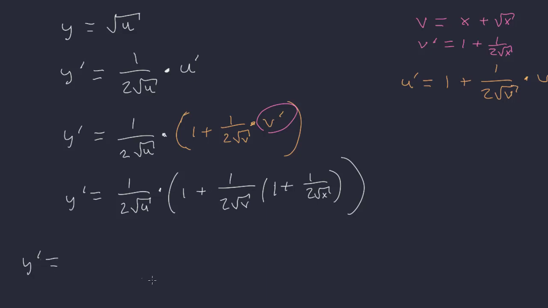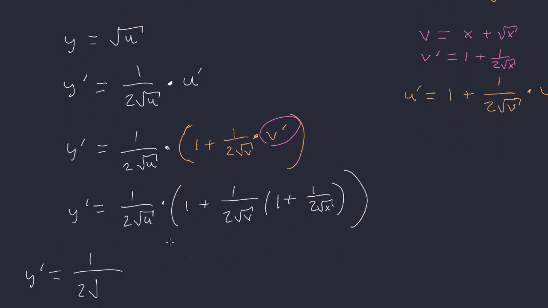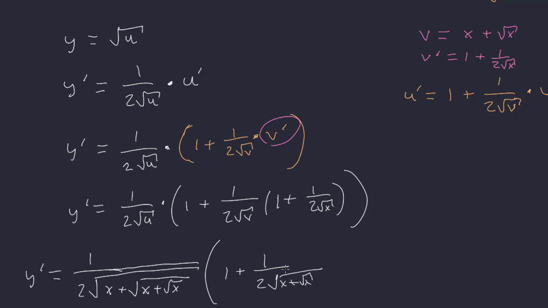Okay, so y prime is going to be 1 over 2 square root u. Square root u is this large thing. So actually, I'll just do it like this. That was x plus the square root of x plus the square root of x, I believe. Okay. Then it will be 1 plus 1 over 2 root v, and v was x plus square root of x. Okay, times 1 plus 1 over 2 root x.